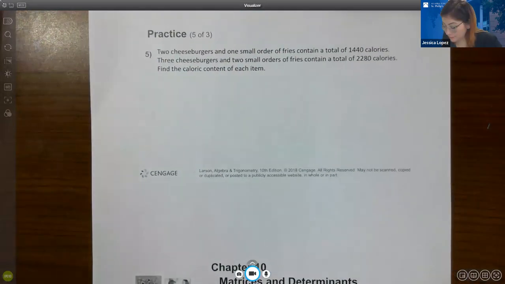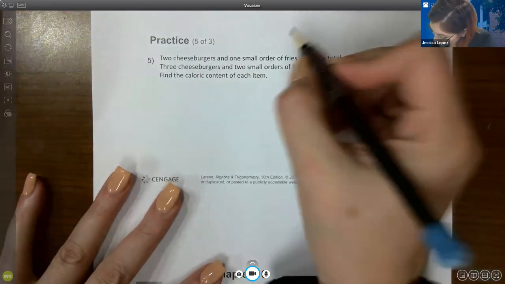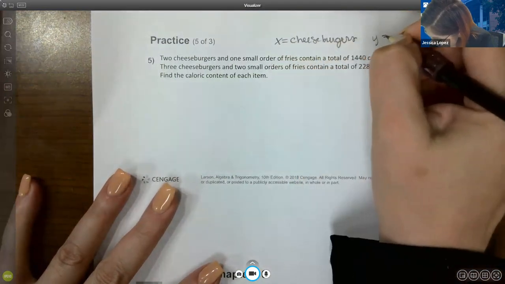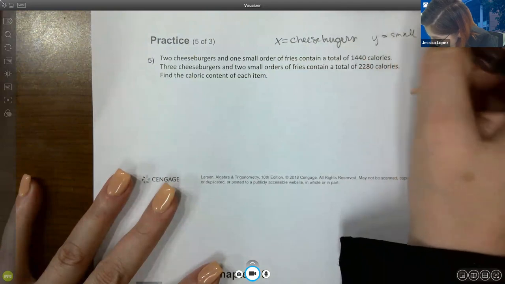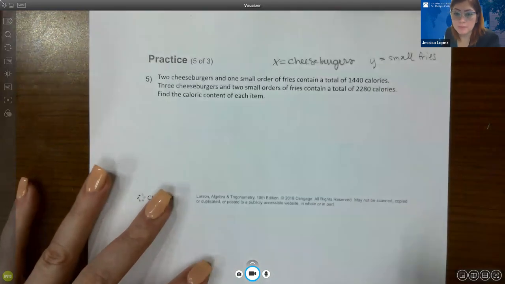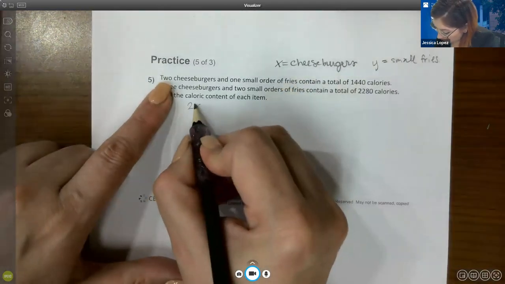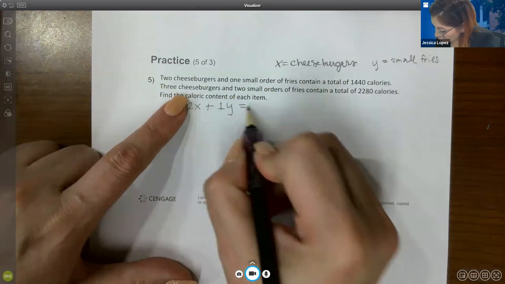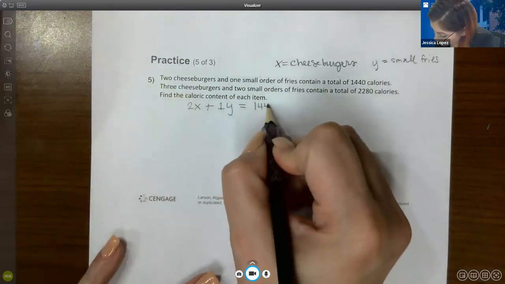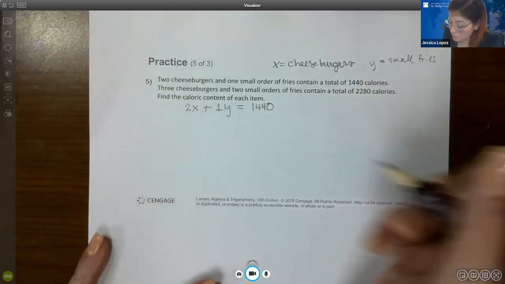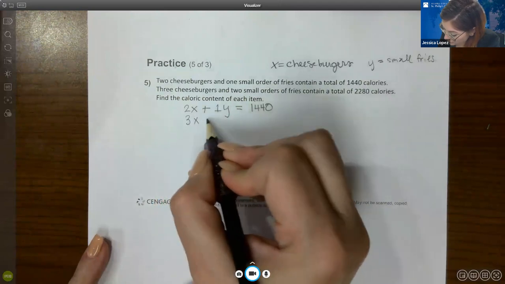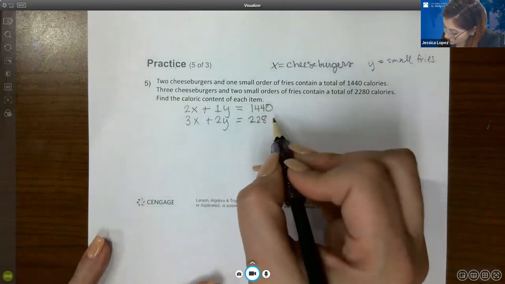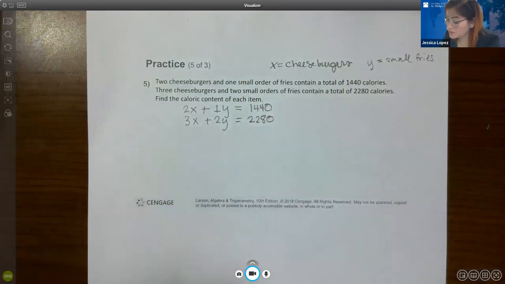Now here's another example. So it says two cheeseburgers, oh God. So I'm gonna let X equal cheeseburgers. And then I'm gonna let Y equal a small fries, okay? So it says two cheeseburgers, so two X's and one fry, so I'm gonna add the cost of one fry. It has a total of 1,440 calories. Whereas for the second sentence, you have three cheeseburgers and two fries, and that contains 2,280 calories. Find the caloric content of each item.